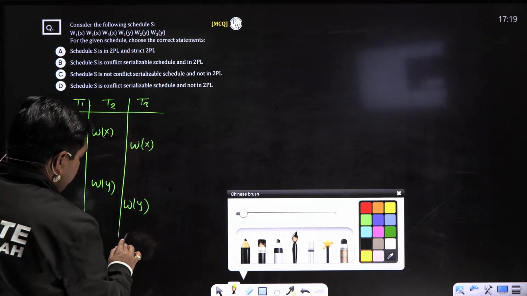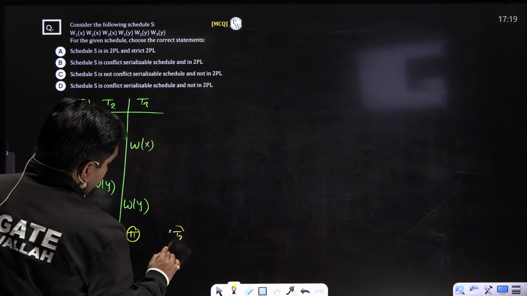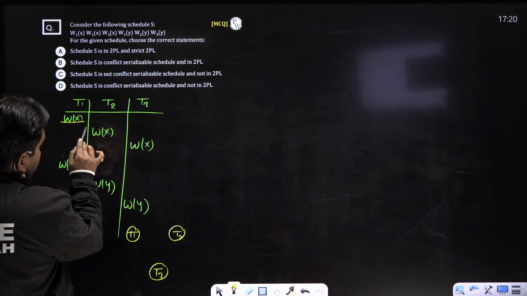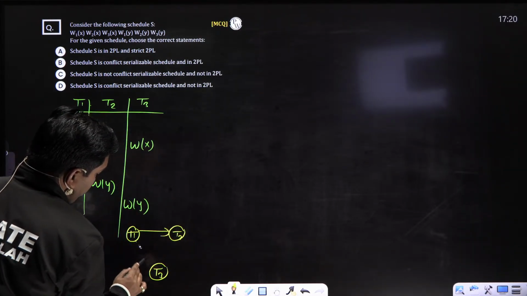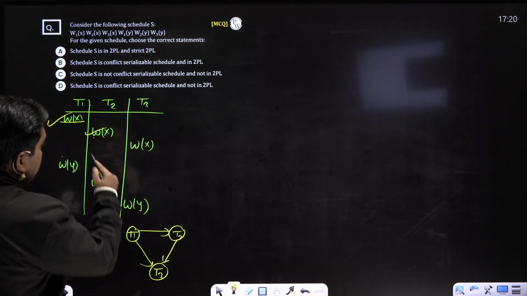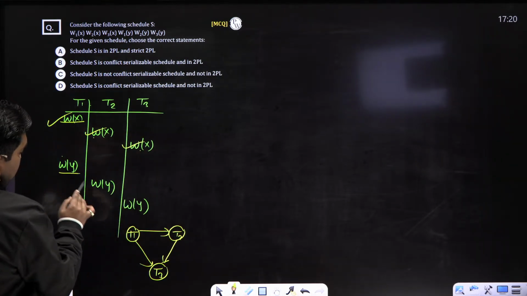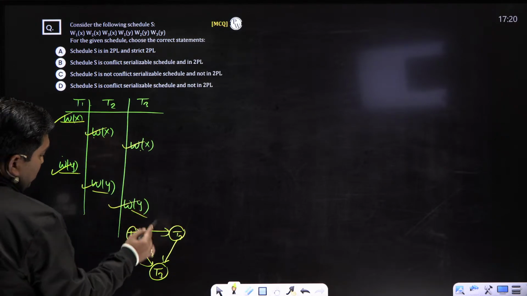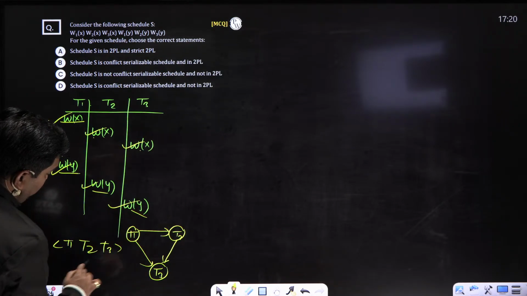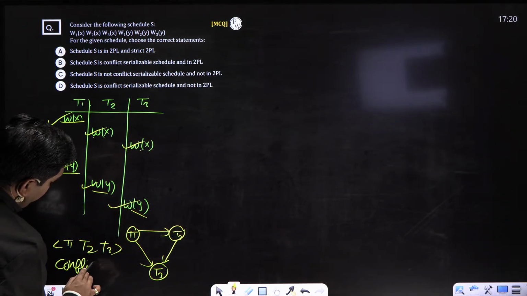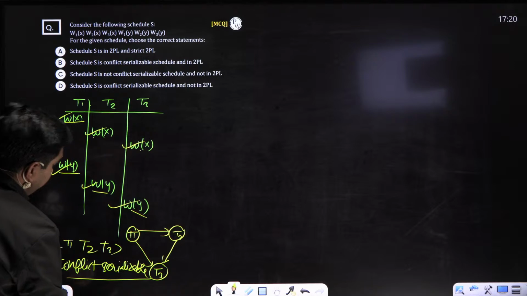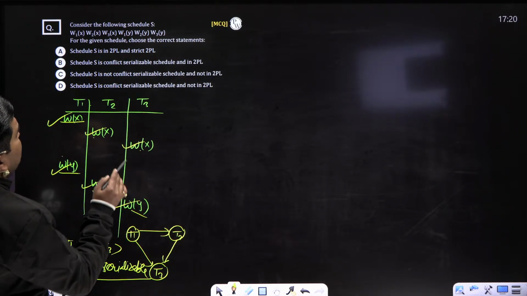Just wait. T1, T2, T3. We have to check. Write X है. After that T1 से T2, T1 से T3. This work done. T2 से T3. Yes. T3 से nothing. T1 से T2, T3. Done. T2 से T3. Yes. So this is not a cycle. What is the order? T1, T2, T3. So it is conflict serializable, first of all. Okay. Now schedule is conflict serializable.